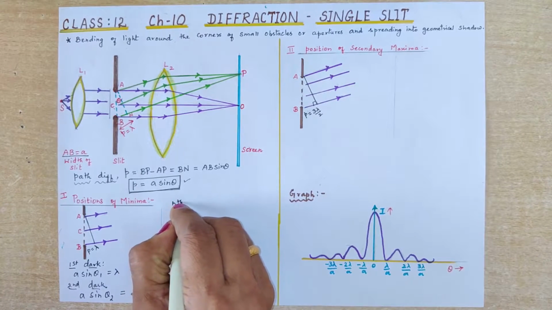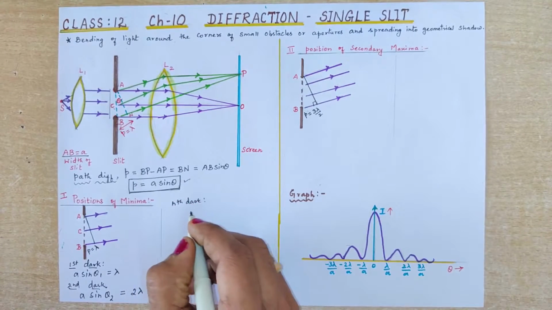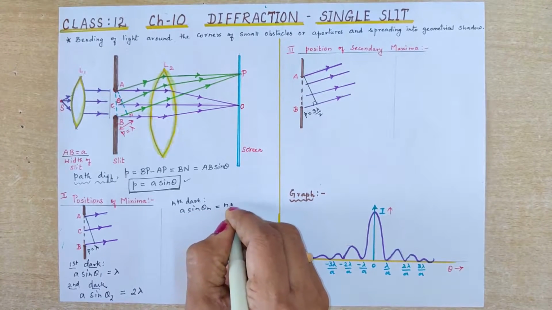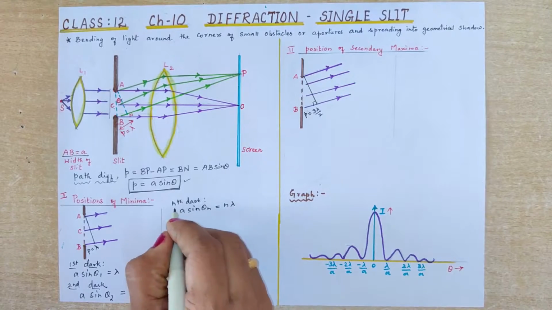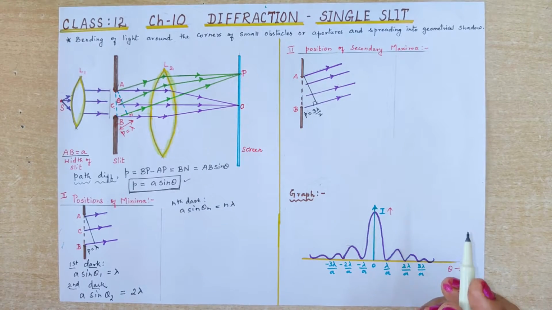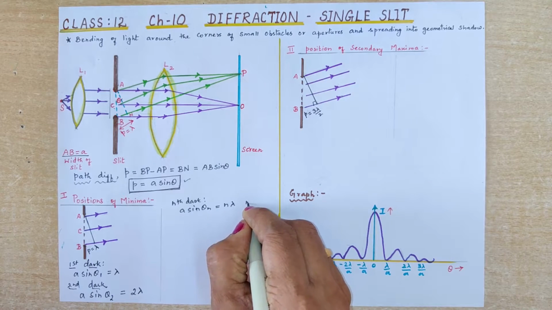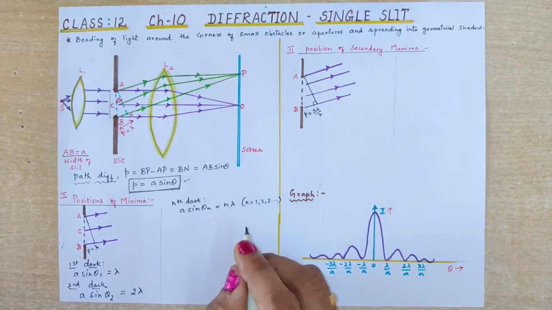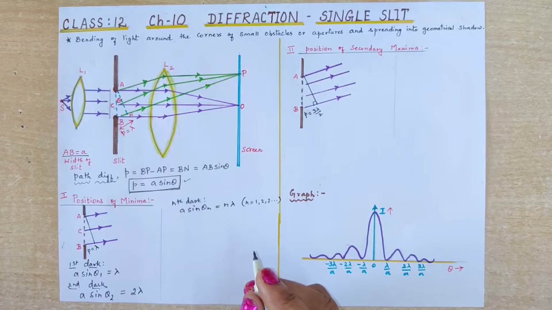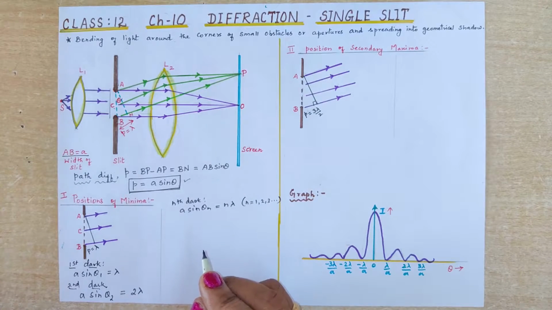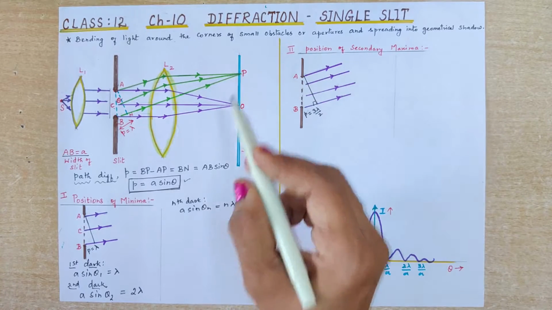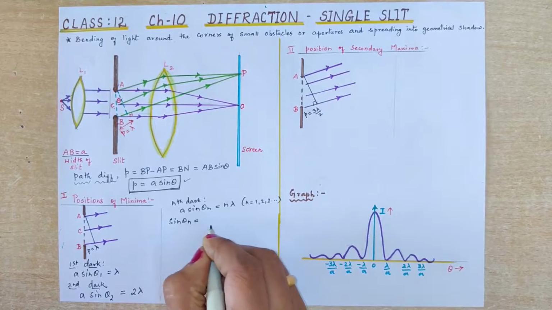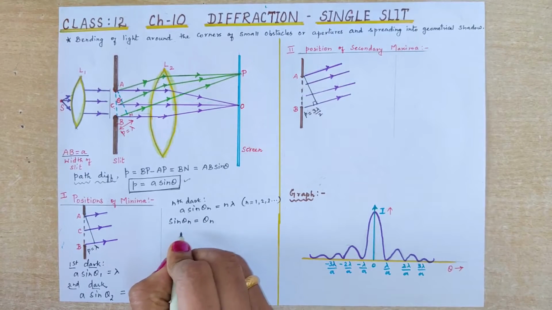Therefore we can write here for the nth dark fringe the formula a sin theta n is equal to n lambda. This is the formula for the nth dark fringe formed at the reference point, where n can be 1, 2, 3, etc. For the direction of the various minima formed at the point P, for small values we take sin theta n equal to theta n itself.